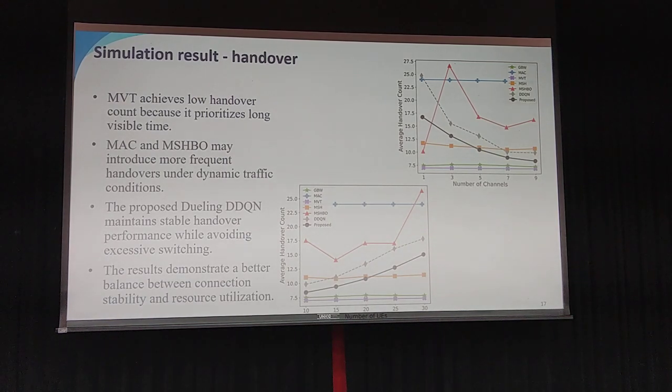This figure compares the average number of handovers. MVT achieved a low handover count because it prioritizes long visible time. However, some methods may introduce excessive switching under dynamic traffic conditions. The proposed method maintains relatively stable handover performance while avoiding unnecessary handovers. This shows a better balance between connection stability and resource utilization.